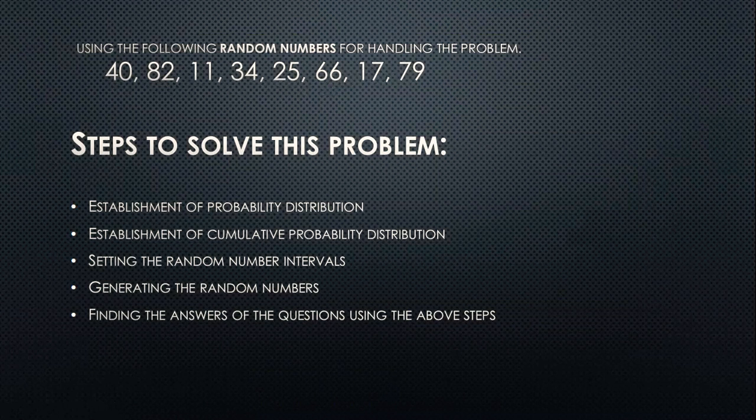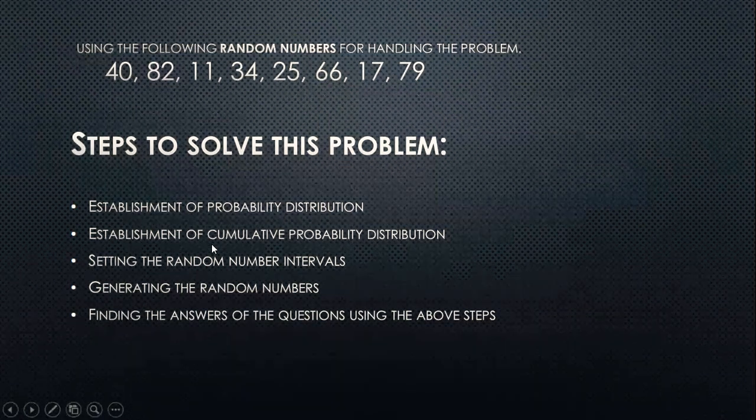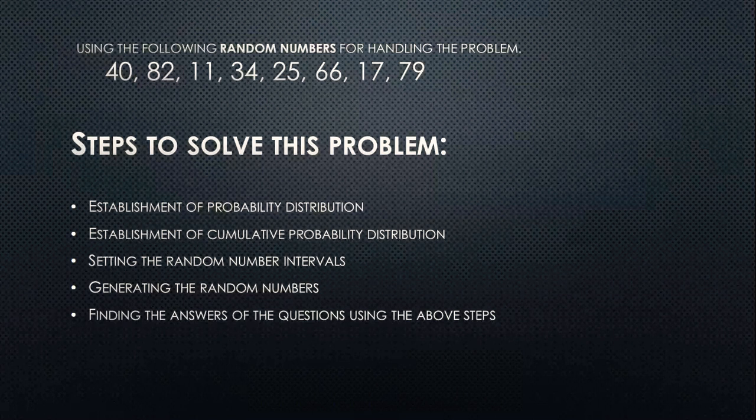I divided my whole procedure into these 5 steps. My first step is the probability distribution, and the second step is the cumulative probability distribution. The third step is setting the random number intervals, and the fourth step is generating random numbers from the intervals, and at last, finding the answers to the above question using the steps.